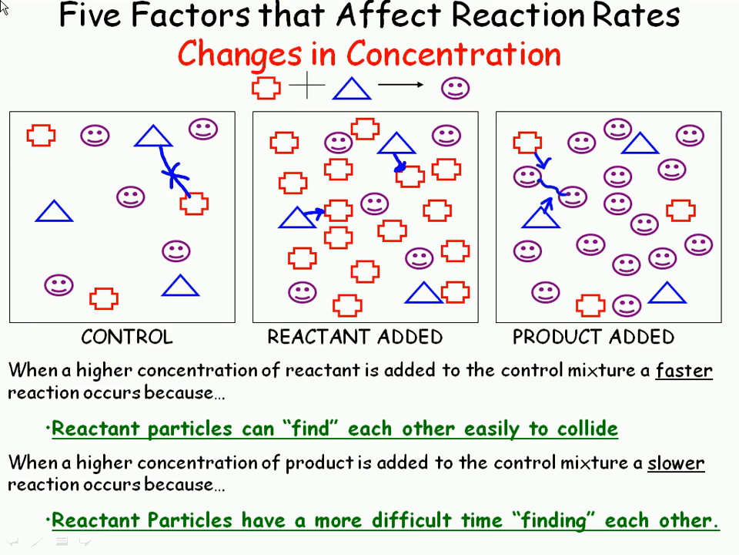So if you add a reactant, the reactant particles find each other a lot easier in order to collide. If you add any other substance, a product, or even something inert like a noble gas inside of this container, any particle that you add that's not actually part of the reactants and is hindering the reactants' ability to find each other to create a reaction will actually cause the reaction to slow down.